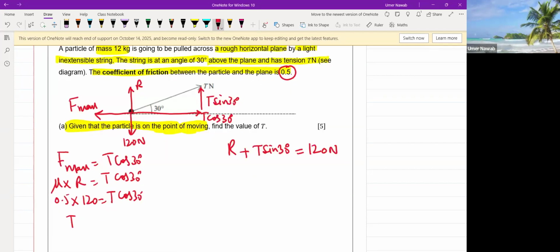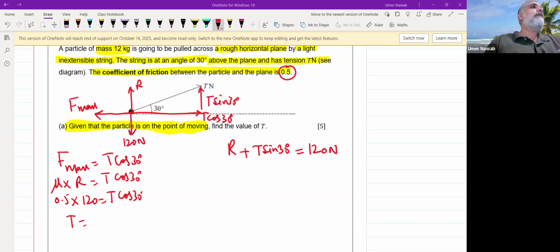So let's try to get the value of T. I'm using my calculator. The calculator says 0.5 times 120 equals x times cosine of 30, close the bracket, and shift solve helps me to get the value 69.28. So that's the value of the friction I am going to get. The value of the tension. Let me check it again.